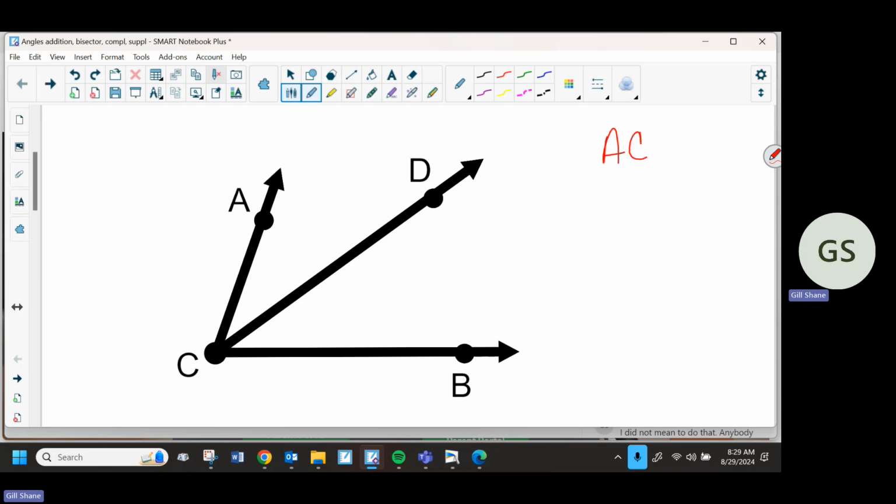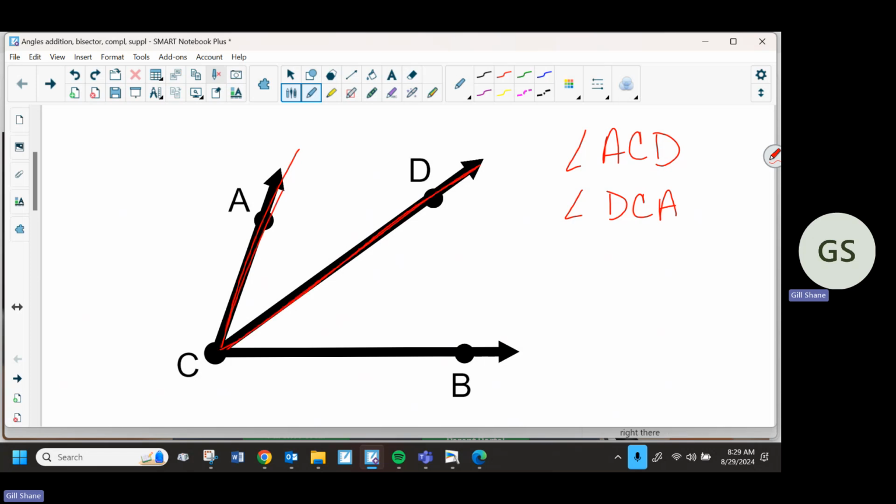Anybody have any idea what I could also do with that same exact angle? Another way, yeah. You can reverse the first and the third letter. Again, remember, the rule just said C had to be in the middle. I don't know why I wrote D again. So I can reverse the first and the last. C has got to stay in the middle. So there really aren't a whole lot of different ways you can name an angle because the vertex has to be in the middle. So that's the angle right there.